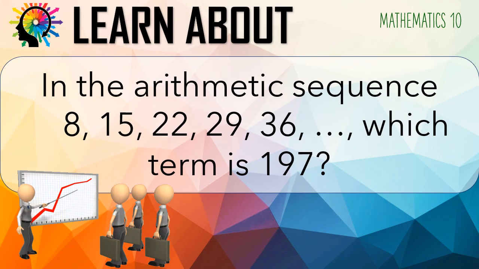Okay, next. In the given arithmetic sequence, which term is 197? In this case, the value of a particular term is already given, but your task is to find out which term this is. Do you think it's the 10th term, the 15th term, or the 20th term? So let's find out.